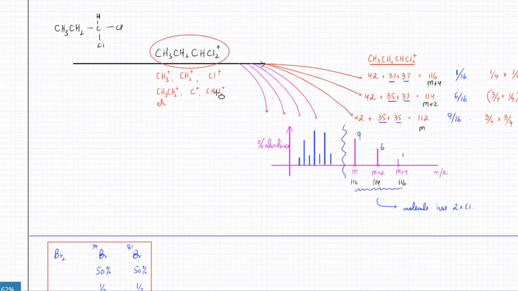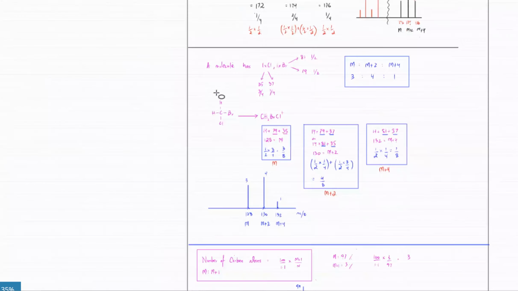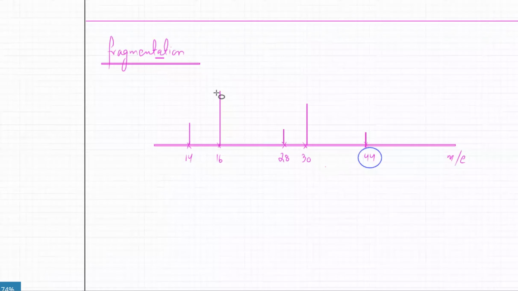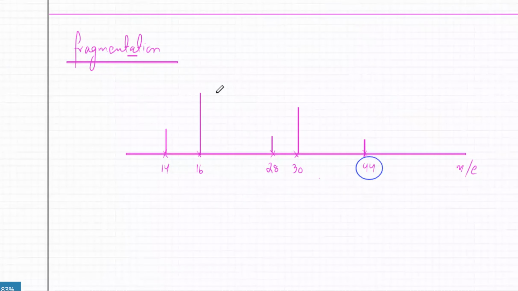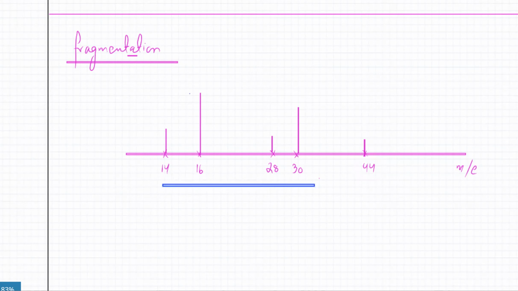So the fragments are always the tiny ones, the lighter ones. So these are your fragments. Different particles are getting detected at different masses. Now, can you figure out 44 by just looking at the fragments? What do you think is this fragment, the tiniest one, the smallest one?